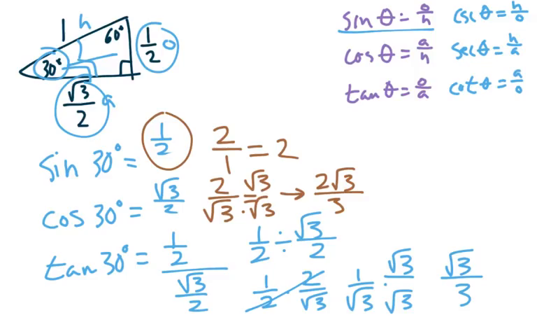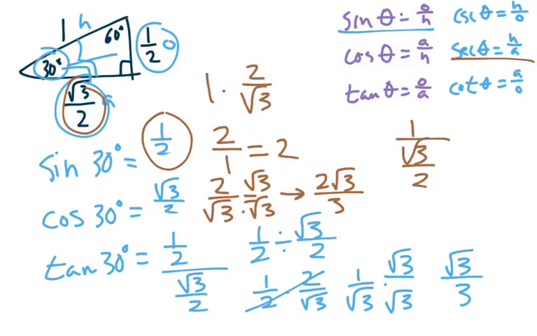Okay, could we have done it the other way? Yeah, I could have went for secant. I could have said the hypotenuse of 1 over the adjacent square root of 3 over 2. We would have times by the reciprocal, and we would have ended up in the same boat.